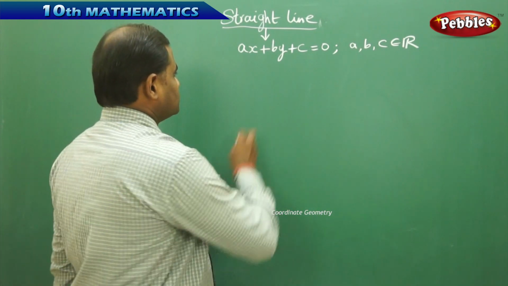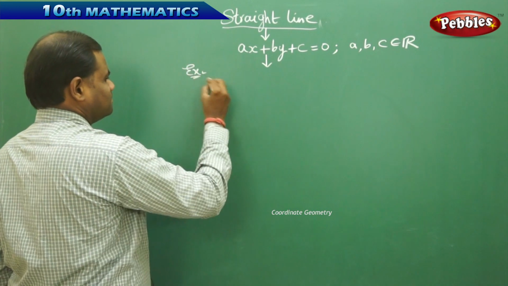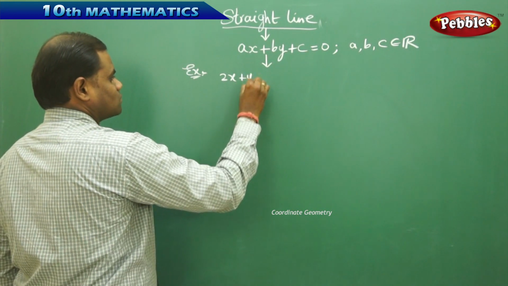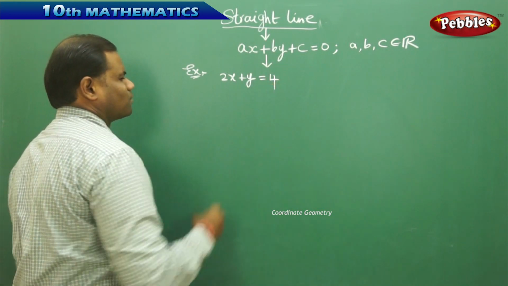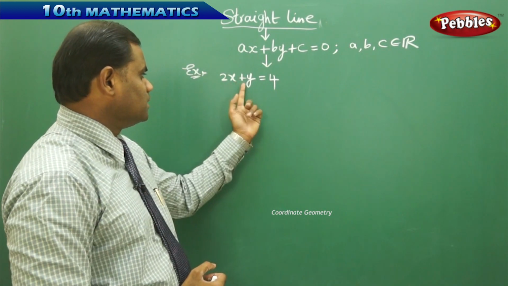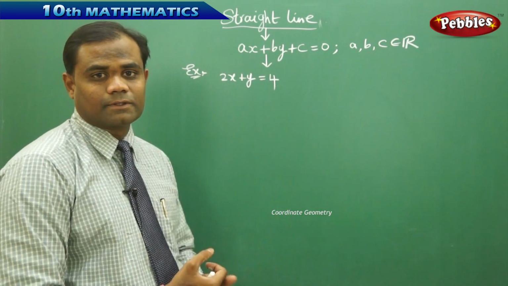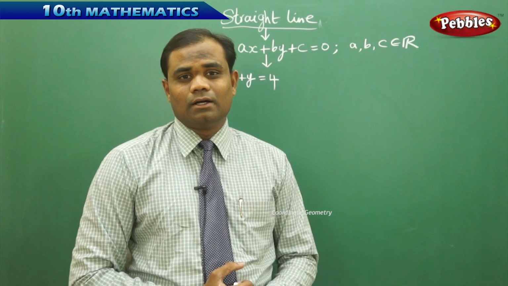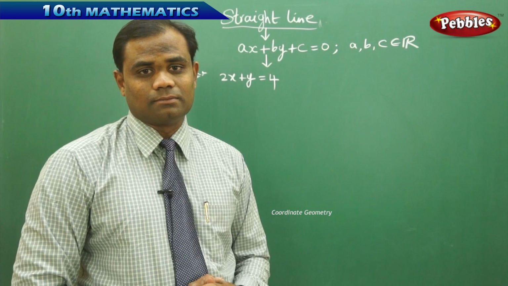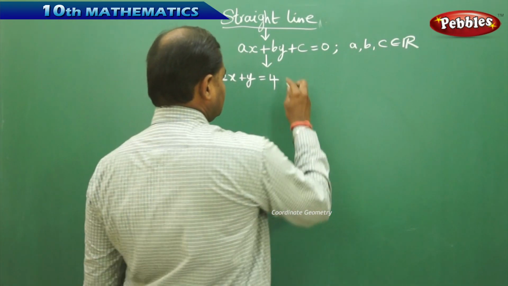We all know that if, for example, I take a straight line 2x plus y equals 4, then this is a straight line with a equal to 2, b equal to 1, and c equal to minus 4, if the 4 is brought to the left. Now, for this linear equation, how does it look on a real xy coordinate system? So let's plot the points and see how we get the different coordinates.